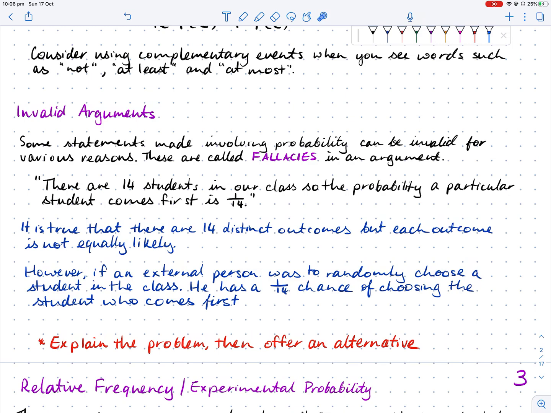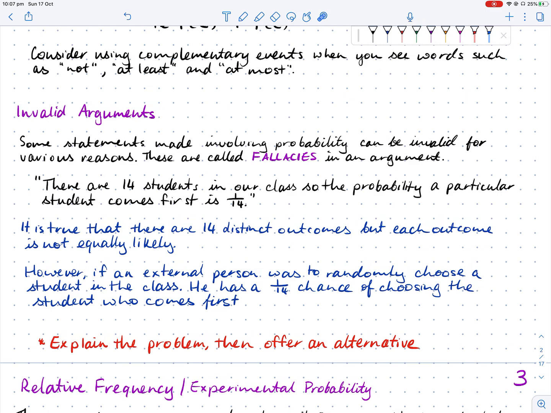Now, if we look at it exactly as it is, basically I'm saying there's 14 people and I'm just going to pick a person at random and they're going to come first. Now, obviously, that's not really going to happen. So there are 14 distinct outcomes, but they're not all equally likely because there might be a student who's a little bit more hardworking than another student, or one student who understands the concept a lot better than some of the other students. So each of these outcomes, even though there's 14 separate ones, they're not all equally likely. So how you would go about explaining these sorts of questions, you'd say, look, we do have 14 outcomes.